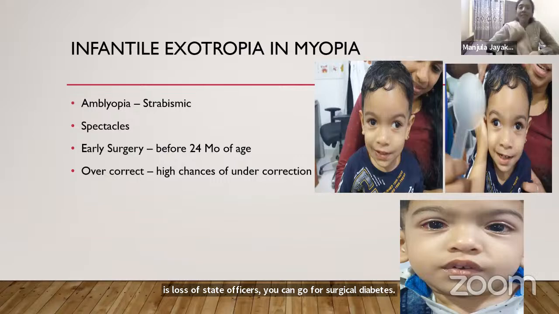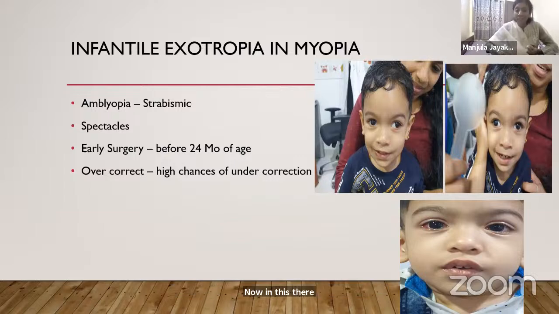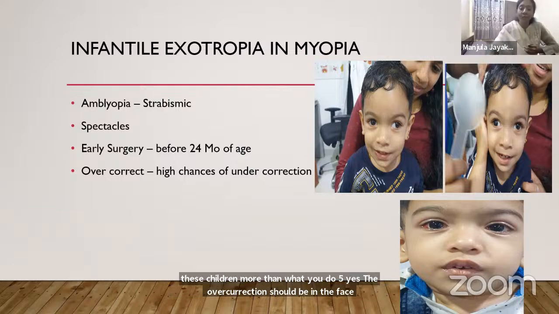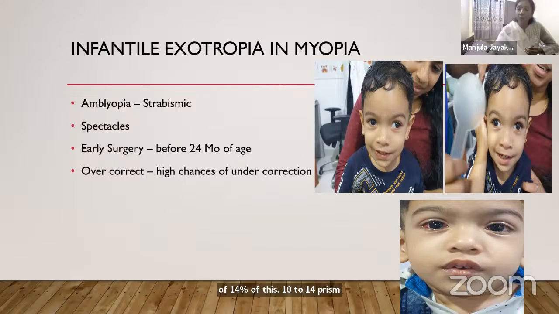The next type of comitant is infantile exotropia. This is a constant type of squint, manifest tropia, and it alternates, as you can see in this child. Now, in this, there is amblyopia, which is strabismic, not anisometropic. Spectacles are given because there is associated myopia. You advocate early surgery. So this child has been operated even before 2 years of age. And because there are high chances of undercorrection, you need to really overcorrect these children more than what you do for IDS. The overcorrection should be in the range of 10 to 14 prism diopters, so that you do not get recurrences.